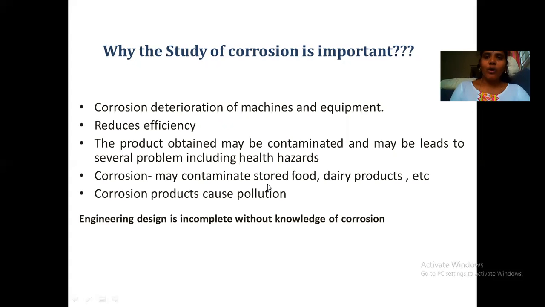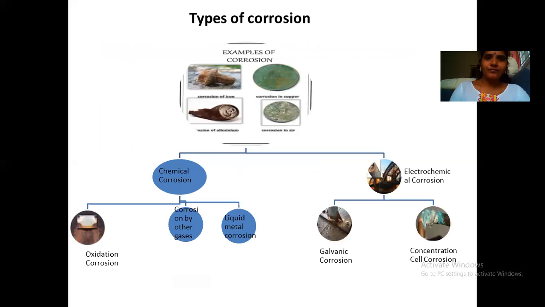So in order to avoid all these problems, one must understand how the corrosion takes place and what the factors are, and then you can understand how we can prevent the corrosion process. So first we'll start with the types of corrosion. There are different types of corrosion.